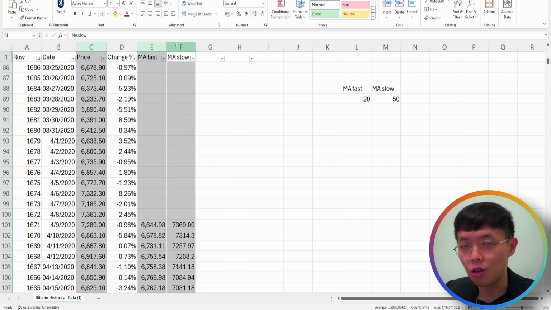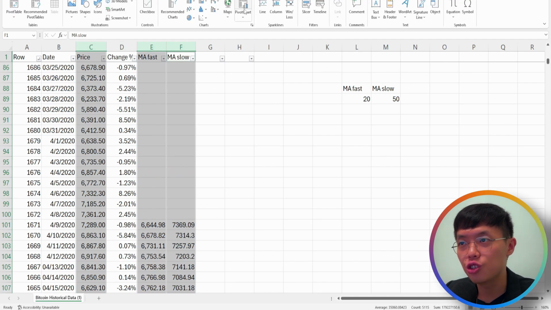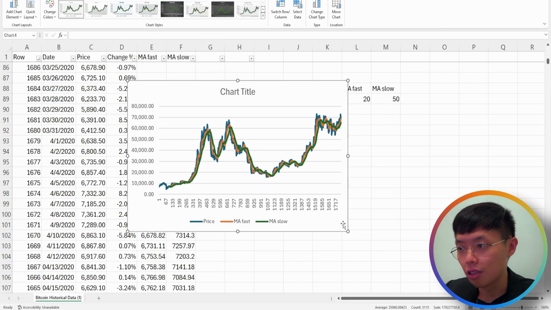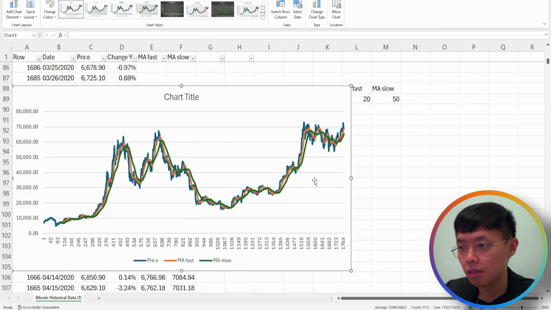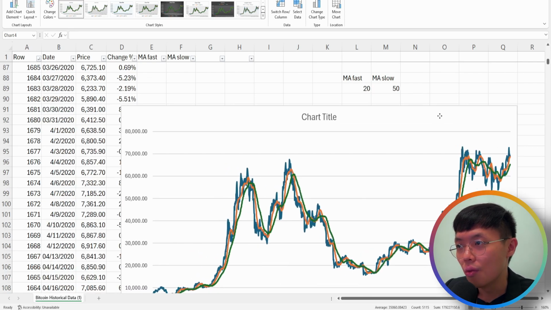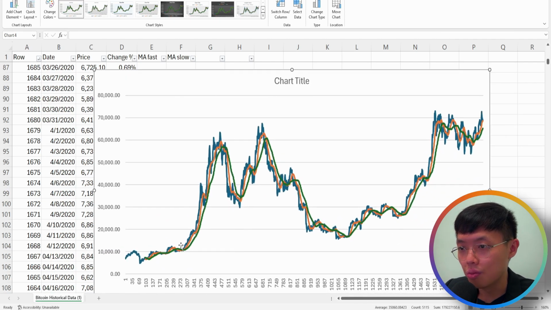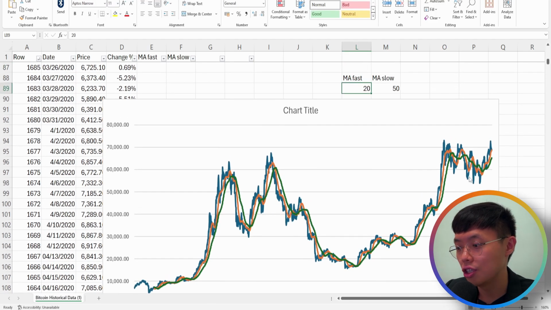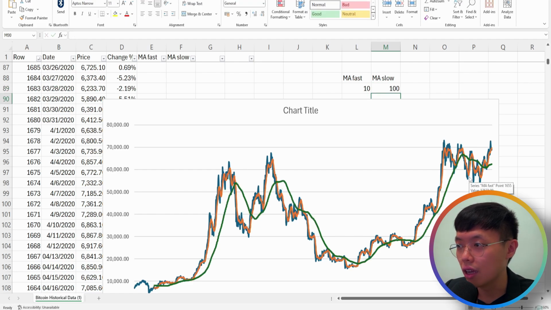I'm gonna press Control, and I'm gonna insert again the line charts to see how it looks. So if I were to zoom in, you'll be seeing exactly what you see in TradingView, where the fast one will be the red one and the slow one will be the green one. So I can actually change it very fast by changing the numbers here. I'm gonna look at 10, I'm gonna look at 100. Okay, I can do that.